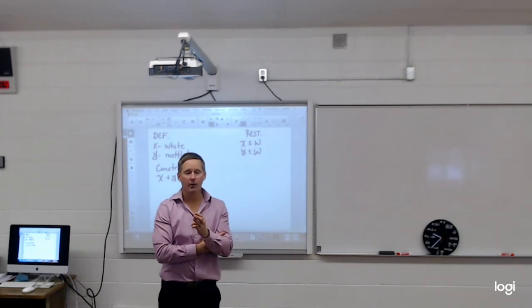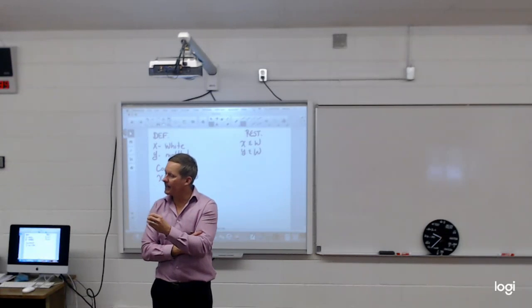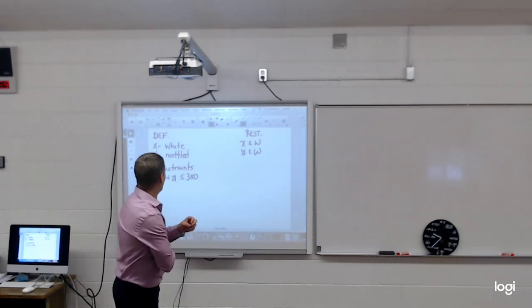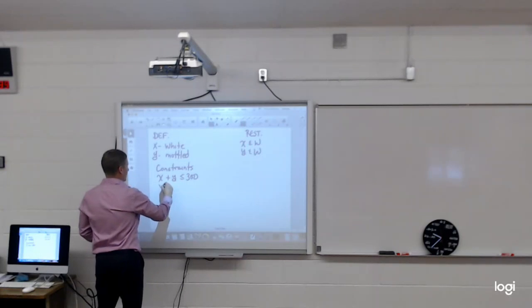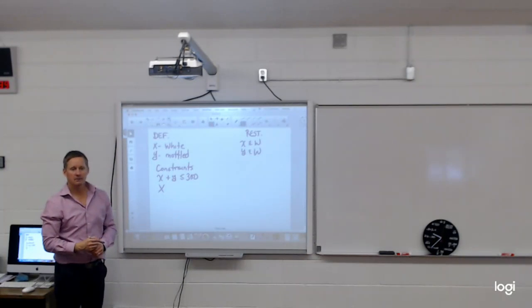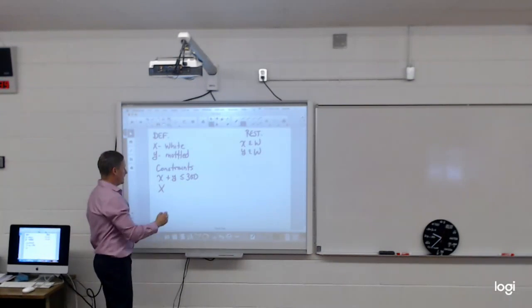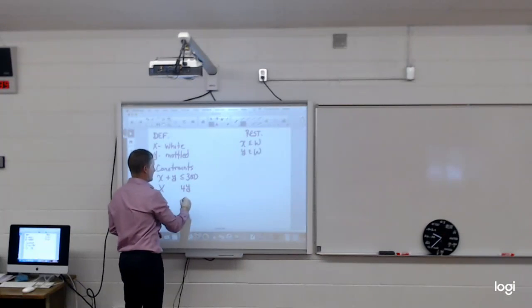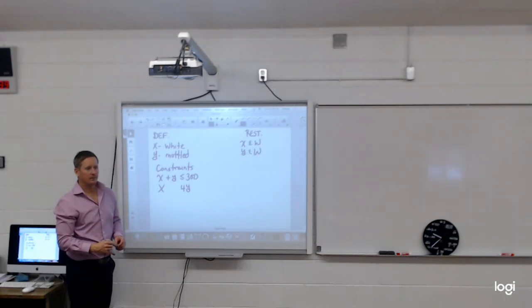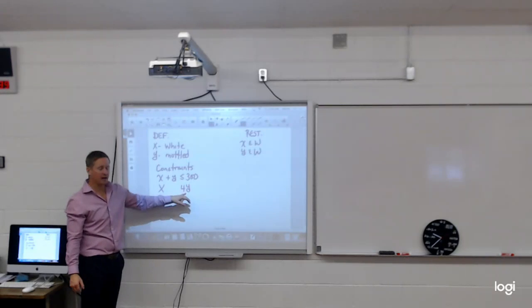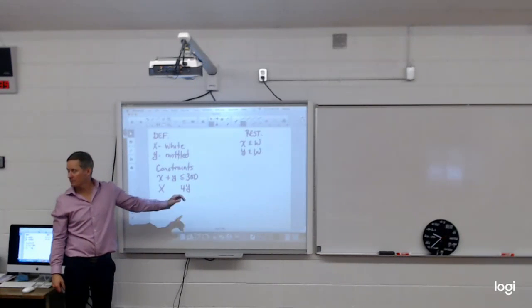Less than or equal to 12. So, how am I getting this? How am I finding out how many white shells I have? X equals 4y. So far, right? Because I have to take 4 times my mottled shells to get my x.